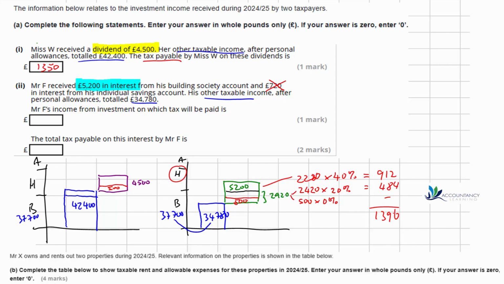Okay. So for the question then, it asks us Mr. F's income from investment on which tax will be paid. So how much will be taxed? Well, that's going to be the total of these two numbers, which is 4,700. And then how much tax will be paid? So that's the number over here. That's 1,396.